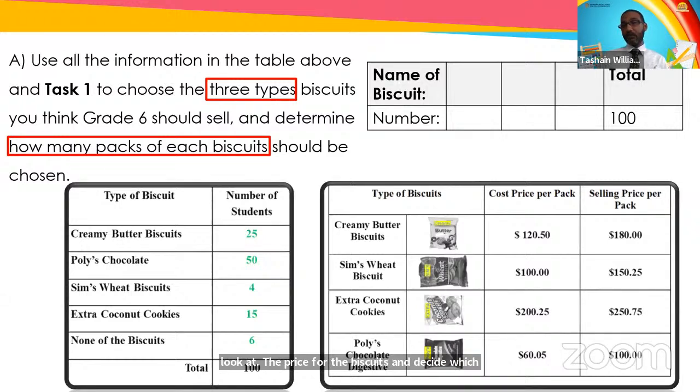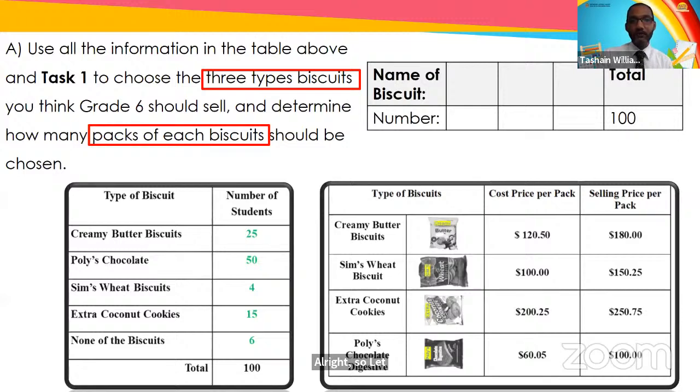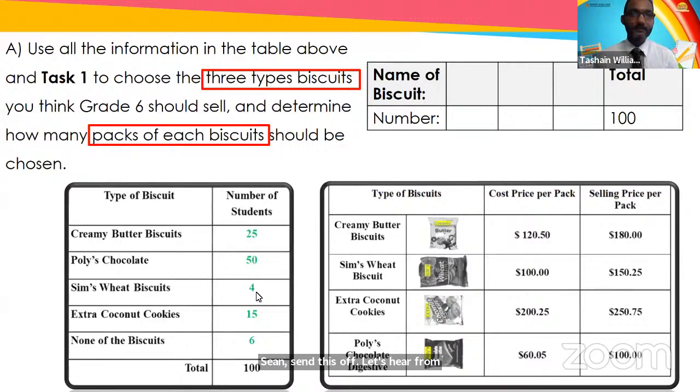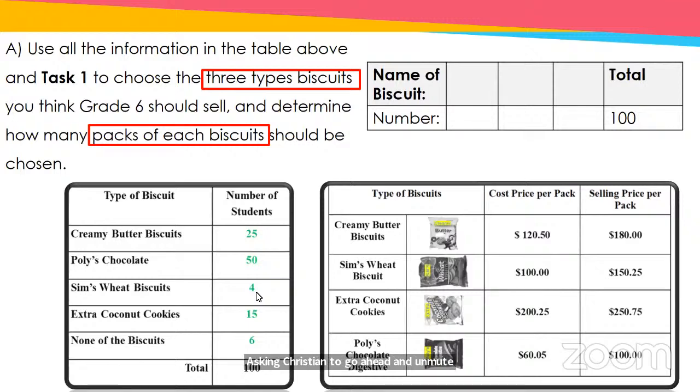All right. So let me hear from you. Now, boys and girls, I'm going to use this opportunity for you to help me to populate this table. Now, what is the name of the biscuit you choose? And I'm going to type the answers in the chat. I want one person to open the microphone and share with me now. Who's ready to go? Which biscuit would you choose? Krishan's hand is up. Let's hear from Krishan. Asking Krishan to go ahead and unmute and speak.